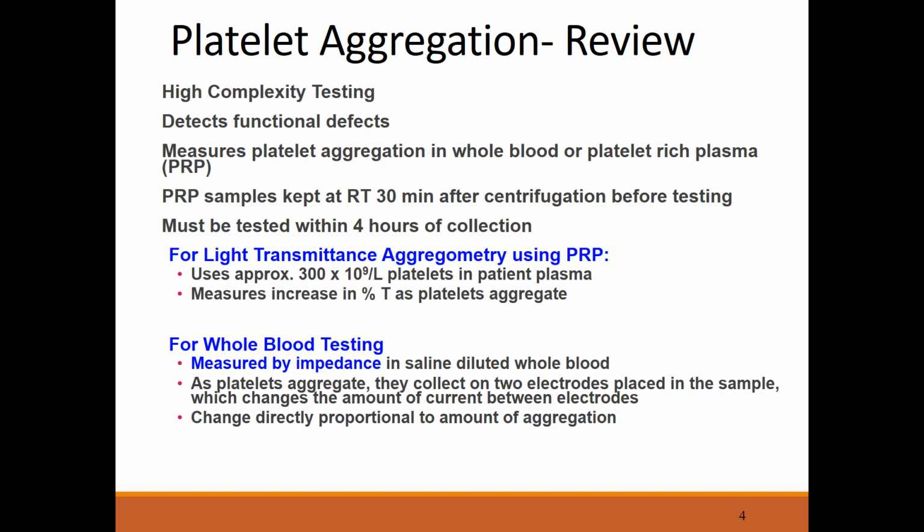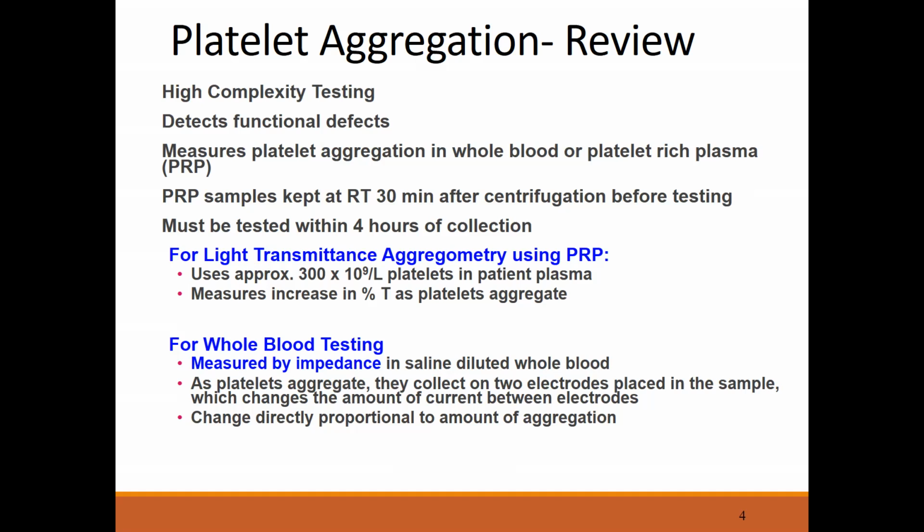If you're using PRPs, your samples have to be kept at room temperature for 30 minutes after you centrifuge them before you test them, but must be tested within 4 hours of collection. For light transmittance aggregometry using platelet-rich plasma, it uses about 300,000 platelets per liter in the patient's plasma, and it measures an increase in percent transmittance as the platelets aggregate. That's light transmittance aggregometry with PRP.